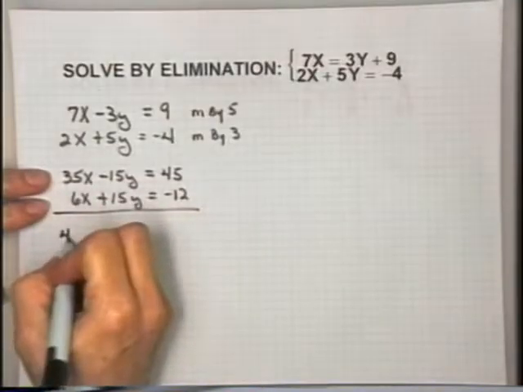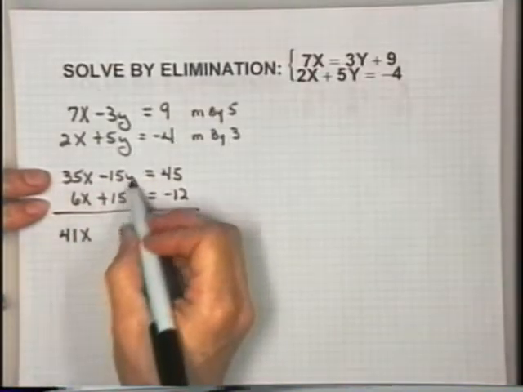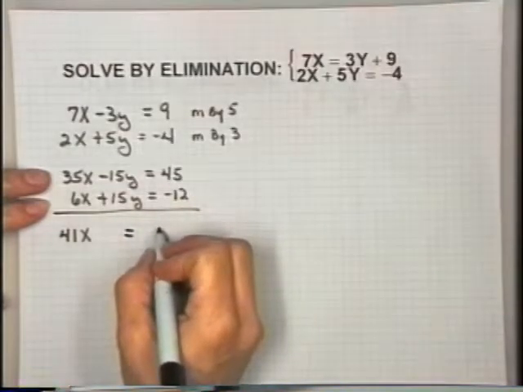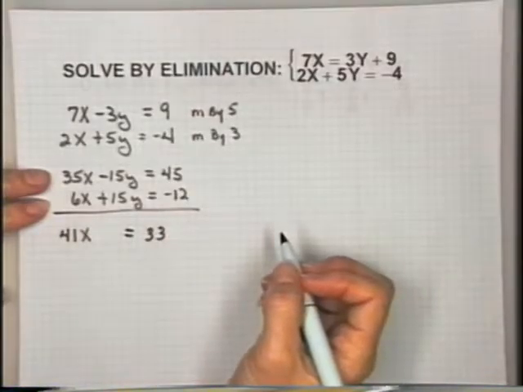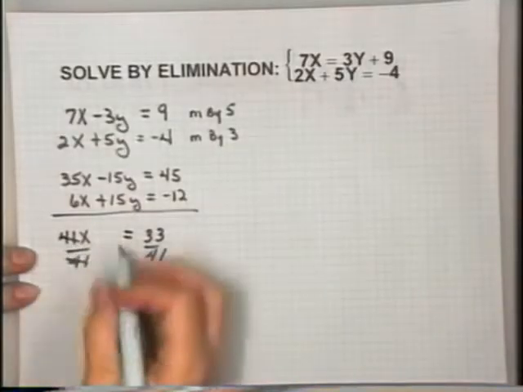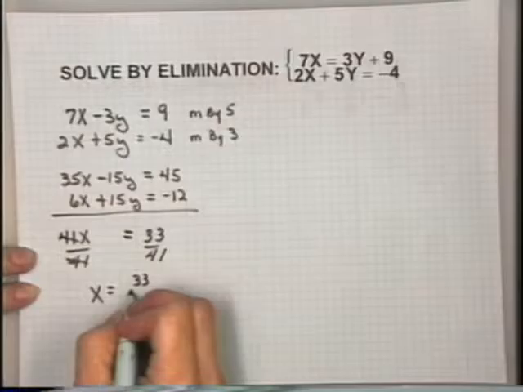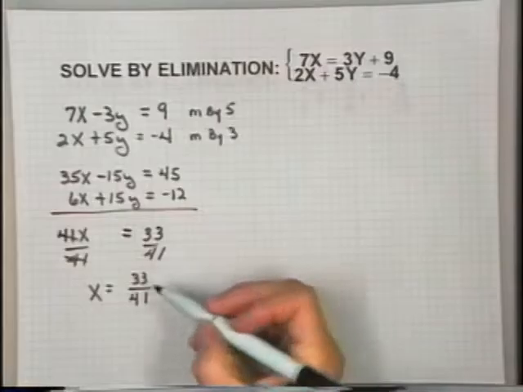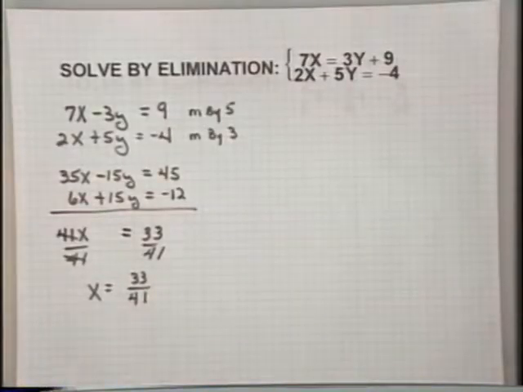35x plus 6x is 41x. And of course you can see we're getting 0y, or 0, here equals 45 minus 12, which is a positive 33. Dividing both sides by 41, I have x equals 33 over 41. Now you might want to know if that will reduce. Well, we know the only things that divide 33 are what? 3 and 11. Will 3 divide evenly into 41? No. What about 11? Will it divide 41? Again, no. And so we cannot reduce this fraction.